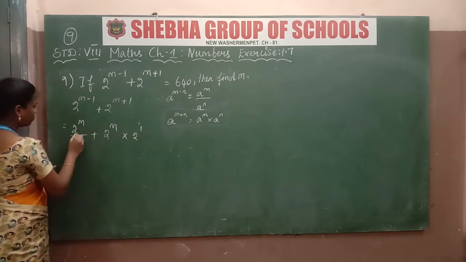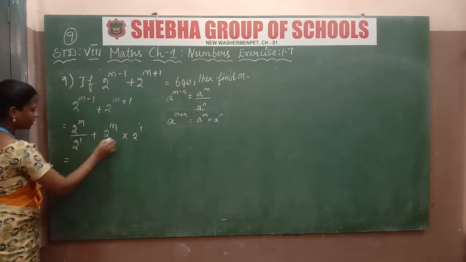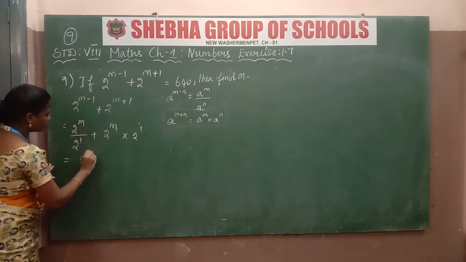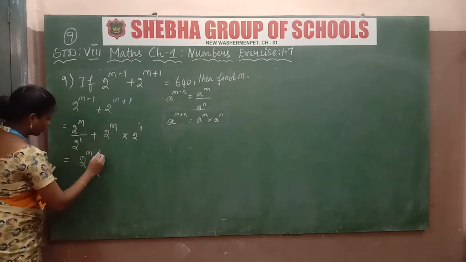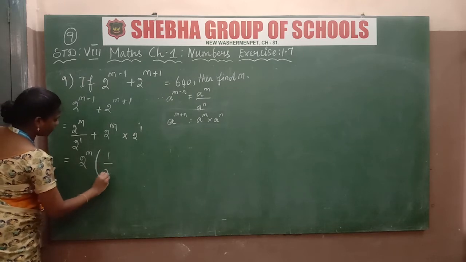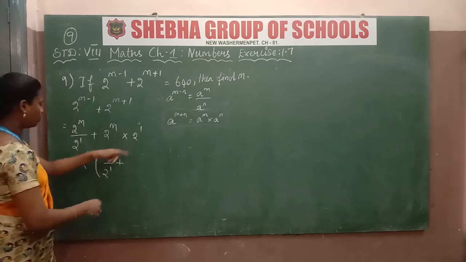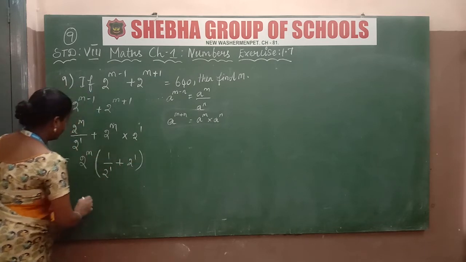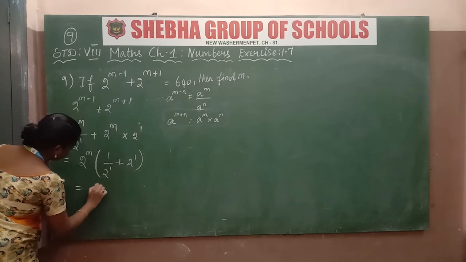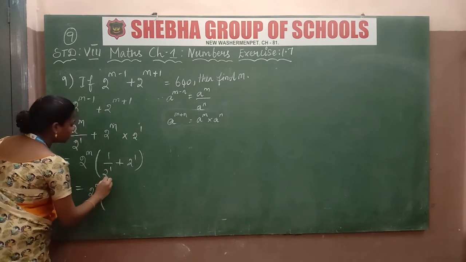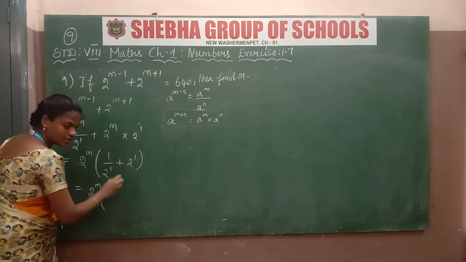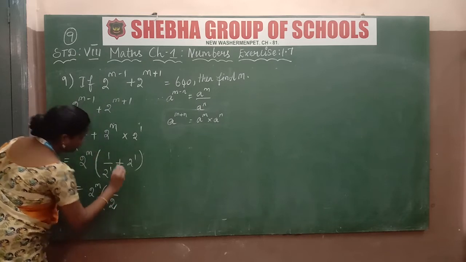Okay, so 2 power m and 2 power m வந்து இங்க சேமா இருக்கனால நம்ம காமனா வெளியில எடுத்தோம்னா 2 power m whole power வெளியில எடுத்துட்டோம்னா 1 by 2 power 1 plus 2 power 1. So next 2 power m. So 1 by 2 power 1 is also 1 by 2 plus 2.